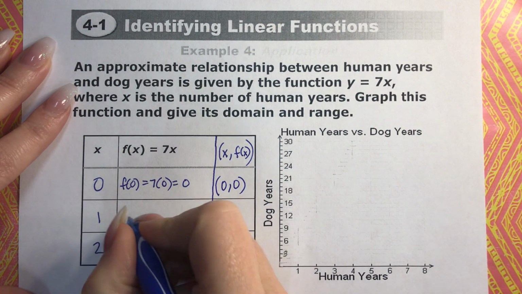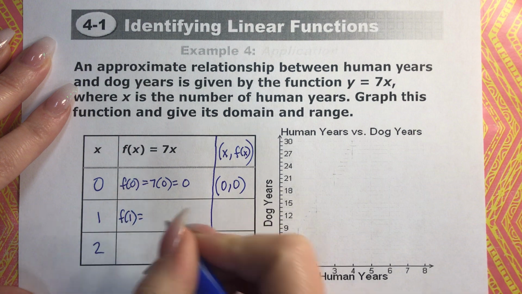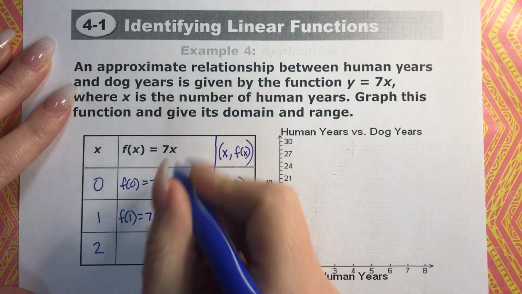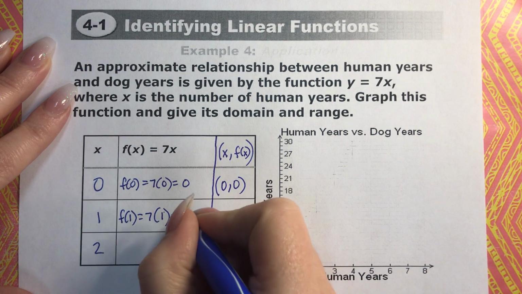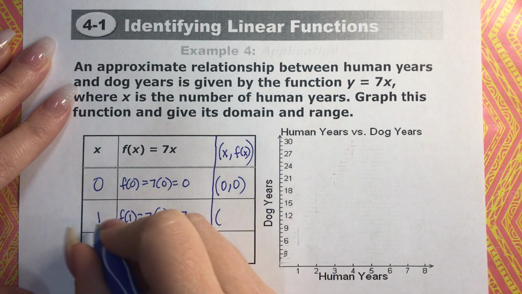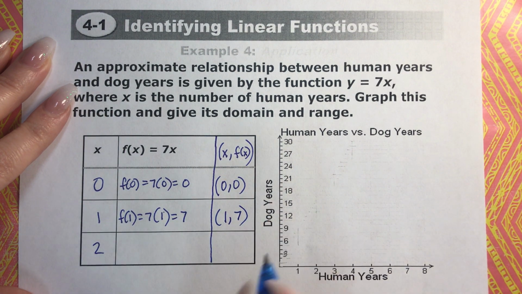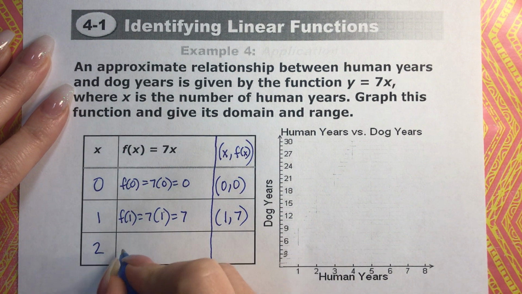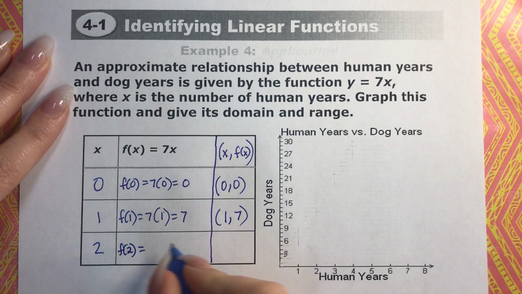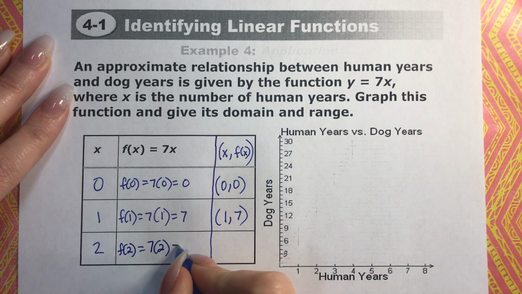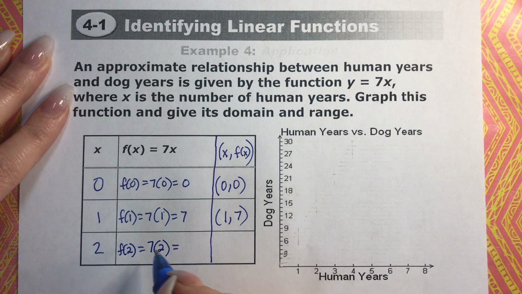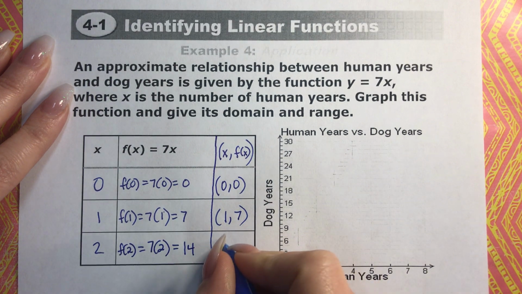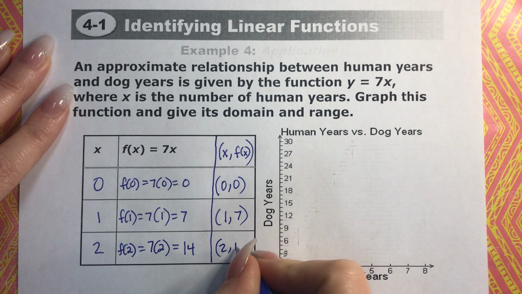Okay, let's figure out what f of 1 is. We stick 1 in for x. 7 times 1 is 7. So the ordered pair is 1, 7. And then lastly, we're going to figure out what f of 2 is. We have 7 times 2 equals 14. That gives us the ordered pair 2, 14.